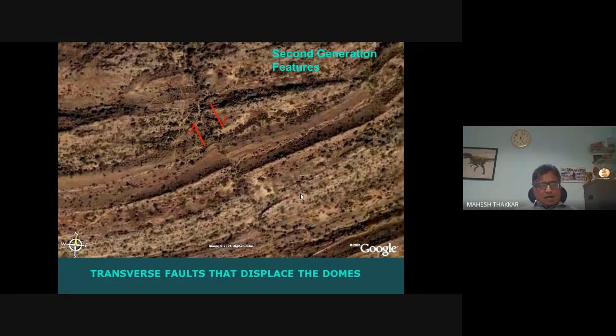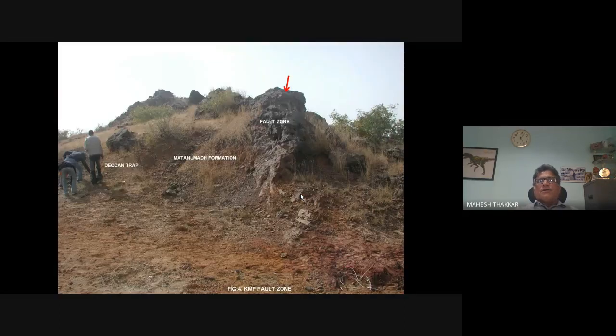And they have somewhere dissected the stratigraphy also. But what happens exactly at the fault zone is very important. Look at this fault zone, which is actually the Kachchh Mainland Fault, KMF fault zone. In this picture, you will see the Matanomadh formation, which is the Paleocene formation, and we have the Deccan Trap here.